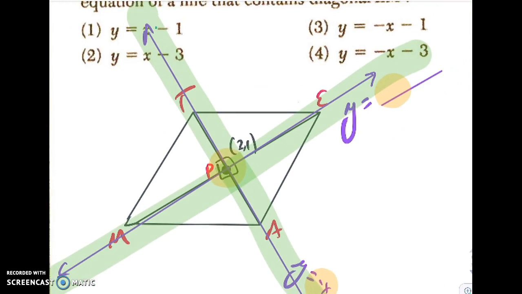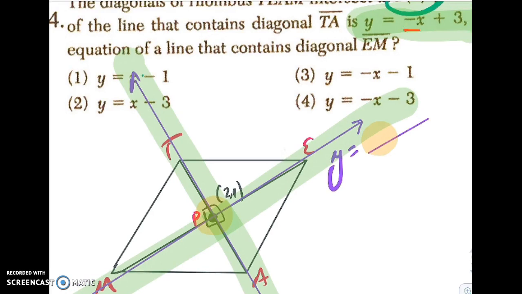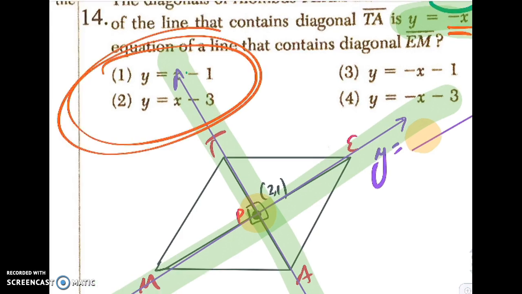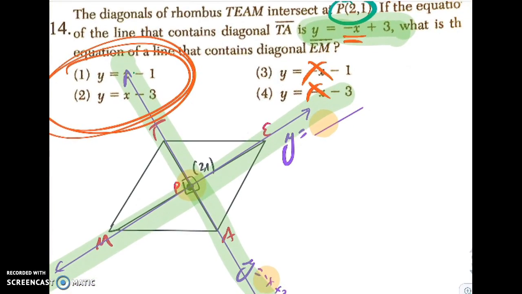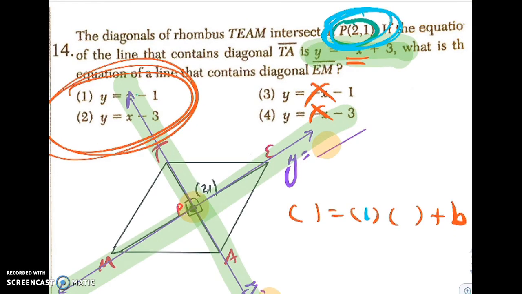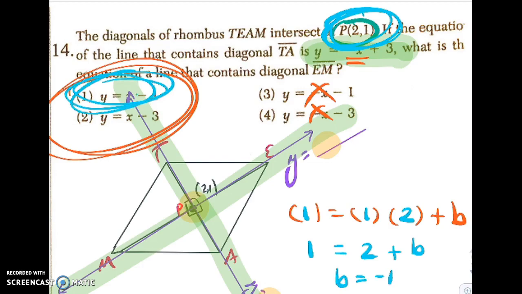So we know that the slope used to be negative 1. If you flip negative 1 over 1, it becomes positive 1 over 1. So the slope has to be one of these two, because these still have negatives. Now we also know that the slope has to be positive 1, and it has to go through the point, if you look up here, 2, 1. So if I subtract 2 from both sides, B is negative 1. There you go.